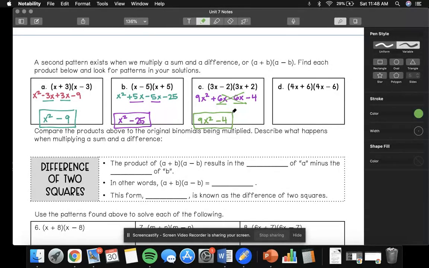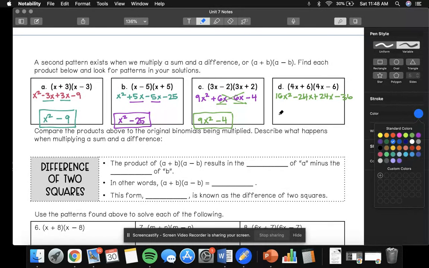4. Okay. For the final problem, we have 4x and 4x, which would make 16x squared. 4x times negative 6, 6 times 4x, which would be 24x, and 6 times negative 6, which would be negative 36. All right, we would have 16x squared. When we combine these, we would get a 0, and we would get minus 36.